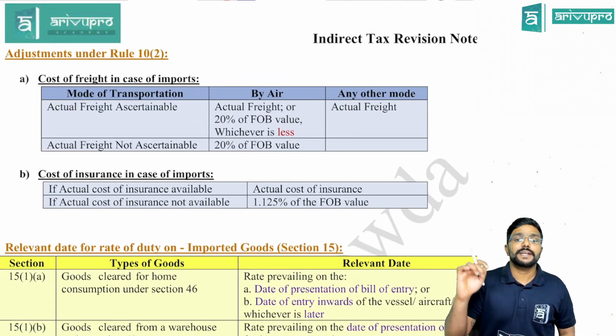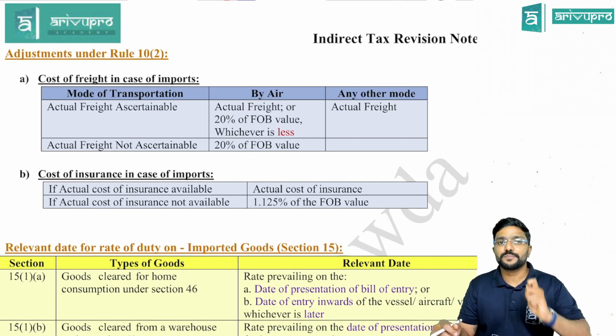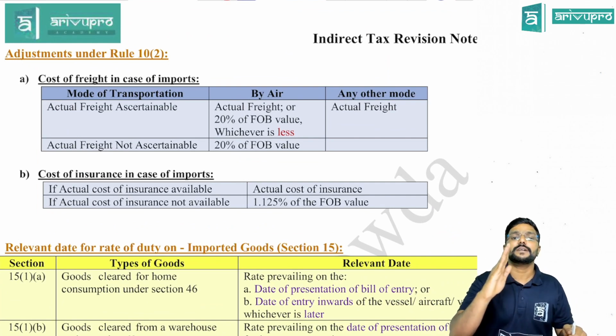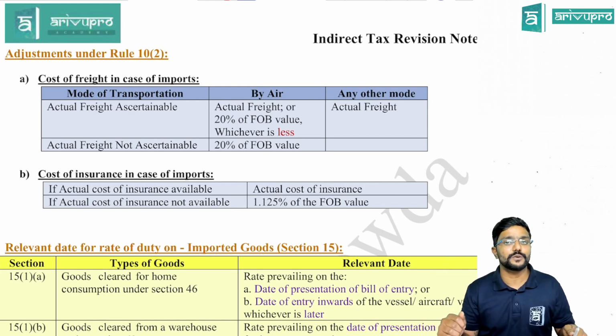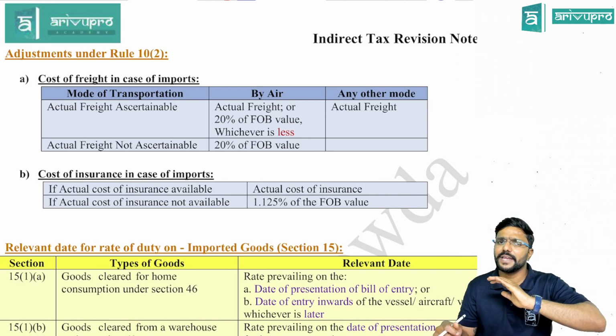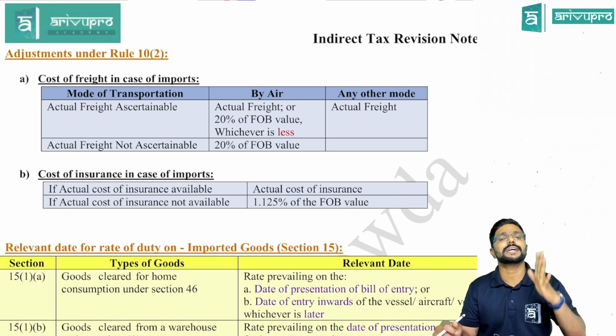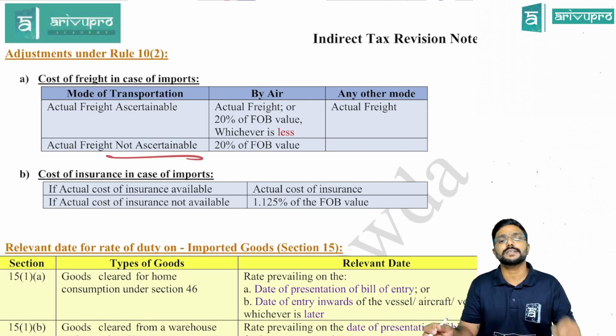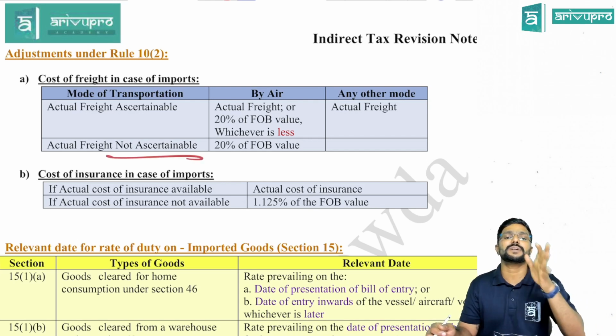If it is the cost of freight in the case of imports, and the mode of transportation is by air, even if the actual freight charges are known, we will still compare it with 20% of FOB value. Whichever is lower is added. And if the mode of transportation is any mode other than air, then whatever the actual freight charges are, we will add them. But if we don't know the actual freight charges, then we will always take 20% of FOB value.